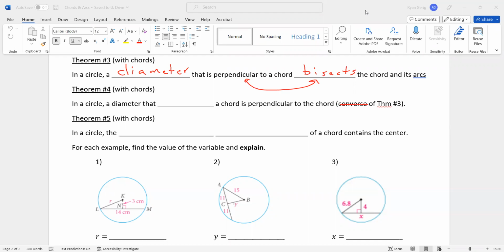In a circle, a diameter that bisects, so if I know that it bisects the chord, then it is perpendicular to the chord. So in the first one, theorem 3, I know that it's perpendicular, and I conclude that it's bisecting. In the second one, or number 4, I know that it's bisected, therefore I know it's perpendicular. Okay, and the theorem 5 kind of puts it all together. In a circle, the perpendicular bisector, so the one that cuts it in half and hits it at a right angle, contains the center. All right, so they're all basically saying the same thing, just a little differently with what you're given.